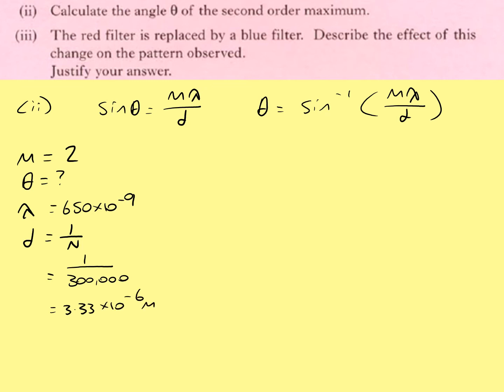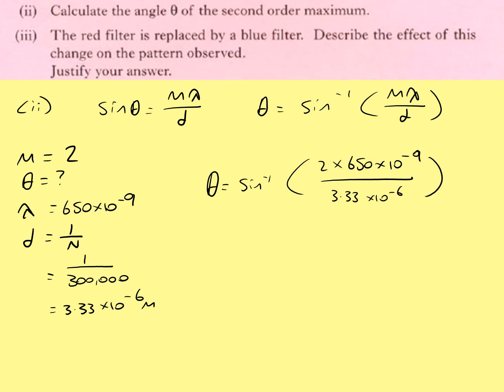Let's substitute in. Theta is equal to the inverse sine of 2 times 650 times 10 to the negative 9 over 3.33 times 10 to the negative 6. So we're doing it all in one step, makes it easy for us. We end up with 23 degrees.